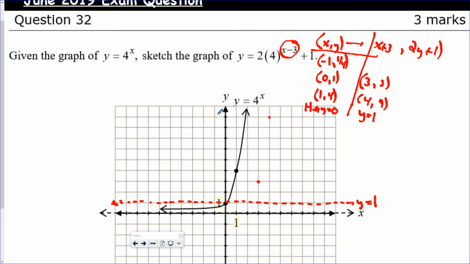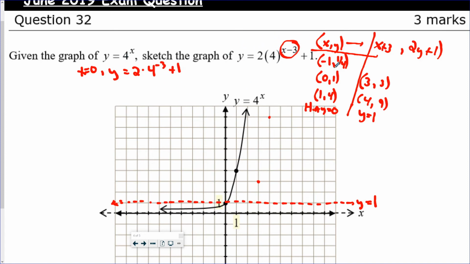We could easily find the y-intercept, so it might be worthwhile to go x equals 0, pop it in here and get the y-intercept. So let's quickly do that, see if we get a nice value. I don't think we're going to. We would have 2 times 4 to the power of -3 plus 1. So that's going to be an ugly value, so they're not going to necessarily expect it.